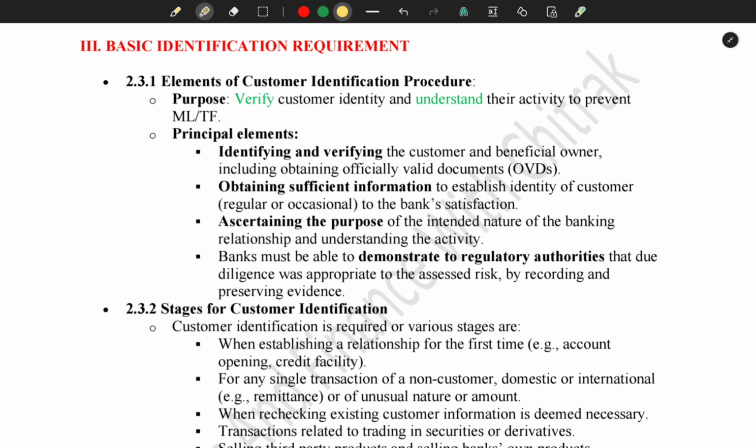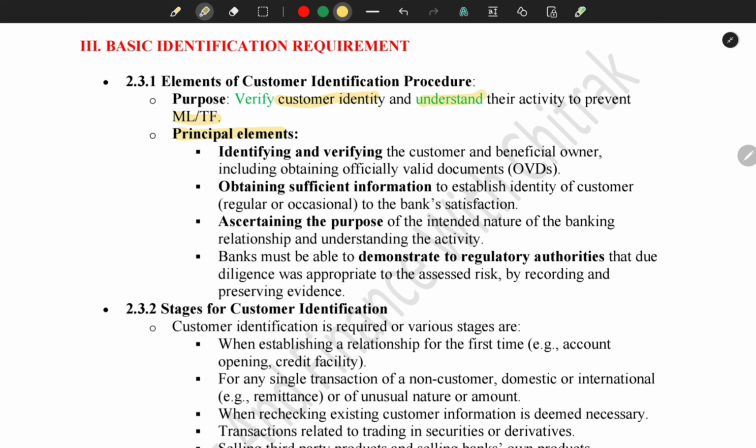Now we'll understand about the basics of identification requirement. Well, what's the purpose of this identification requirement? Basically, it is to satisfy about the genuineness of the customer or the identity of the customer, and also to understand the activity of that customer to prevent money laundering and terrorism financing.